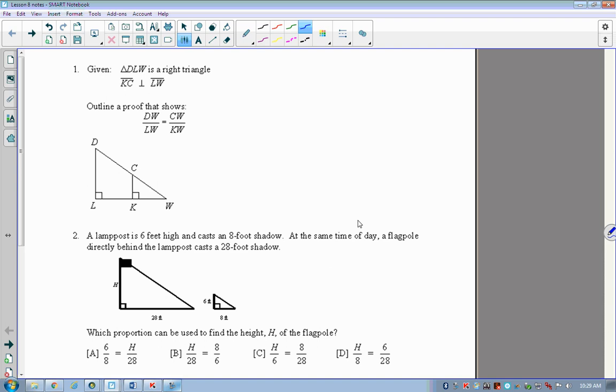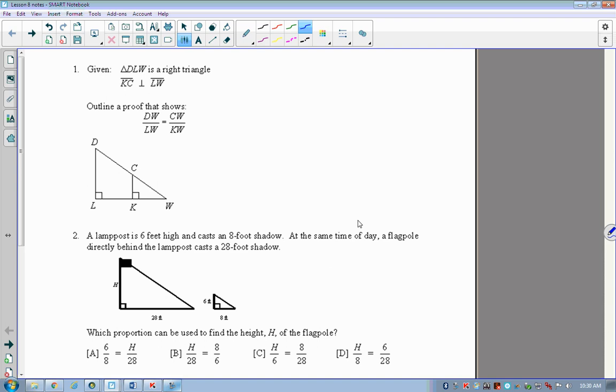Similar figures, same shape, different size. Corresponding angles are congruent. Corresponding sides are proportional, right? And proportions, hopefully we know how to set up proportions, so that's going to give me more information.